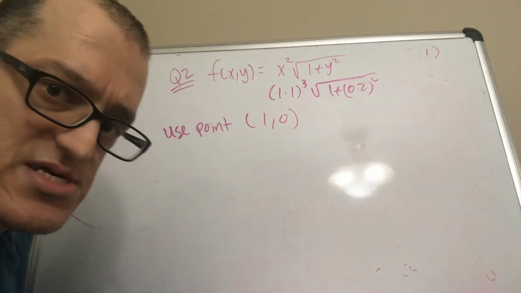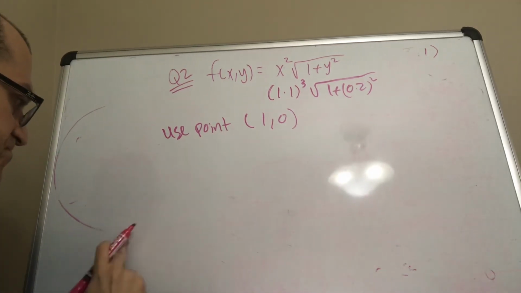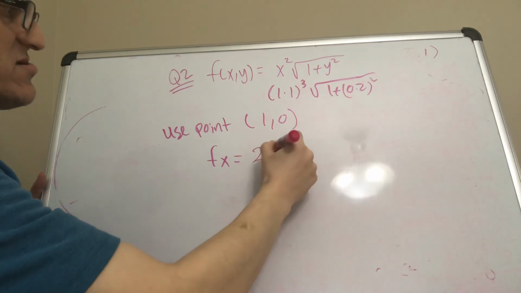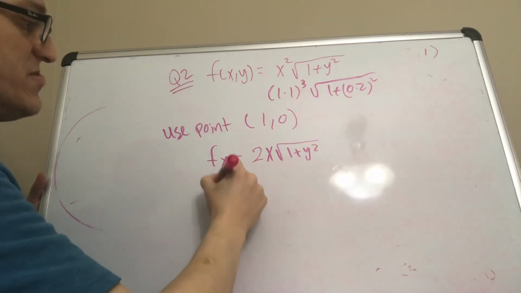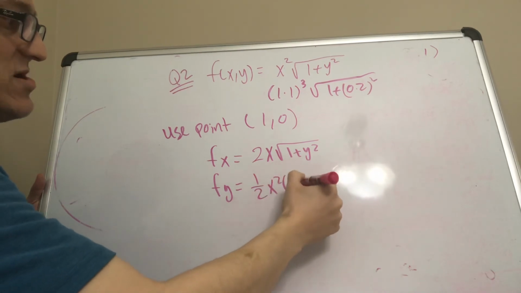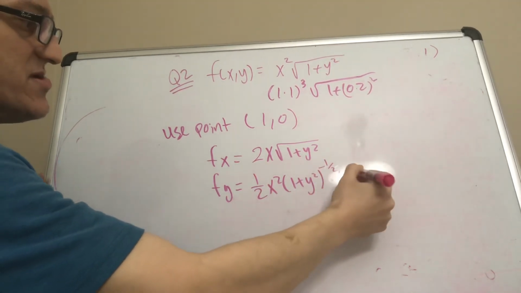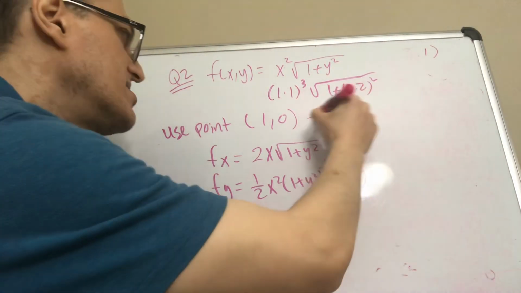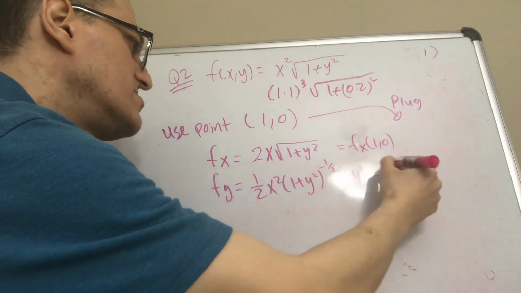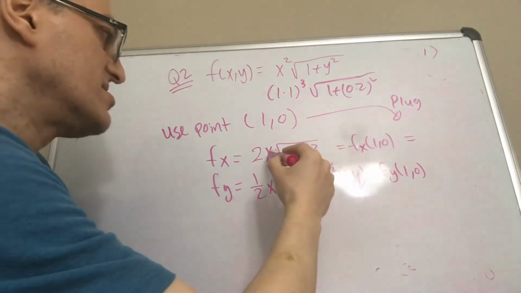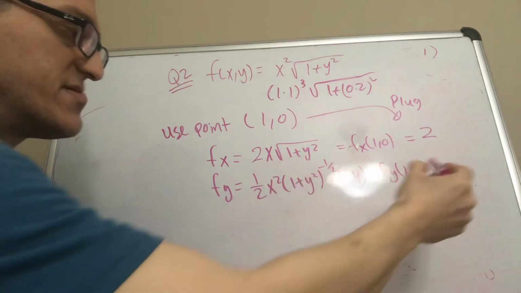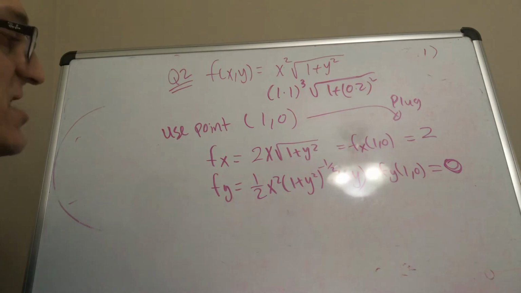As we did in the first question in worksheet A, you find the derivative with respect to x. That would be 2x times the root. We find the derivative with y, so we imagine having exponent one half: x squared times 1 plus y squared to the negative half, times the derivative of the inside with respect to y. Then I'm going to plug in the point. So I'm going to find fx at (1, 0) and fy at (1, 0). 1 and 0 here will give me 2. 1 and 0 here, since this is 0, everything will turn into 0.